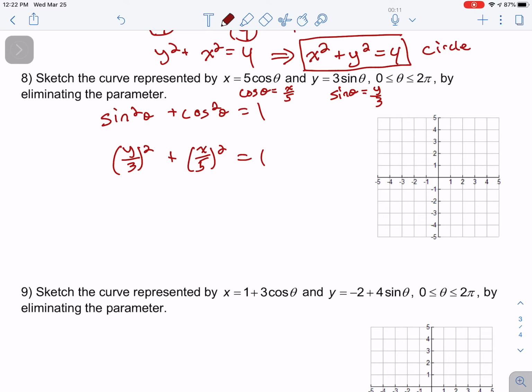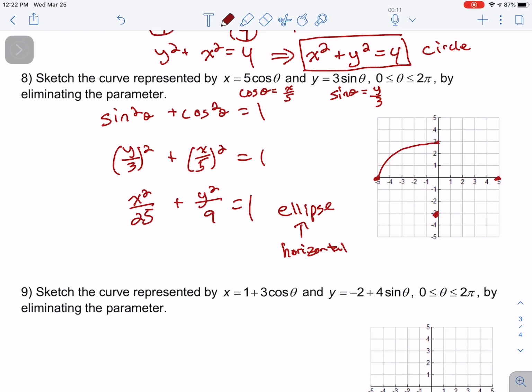I'm going to just rearrange this so the x is in front. So I'm going to get x squared over 25 plus y squared over 9 equals 1. And that should look very good, an ellipse. What kind of ellipse? It's going to be horizontal. Why? Because the x value is larger. So we're going to go out 5 in each direction. We're centered at 0 here, and we're going to go up and down 3. And we're going to go ahead and sketch this the best that we can.